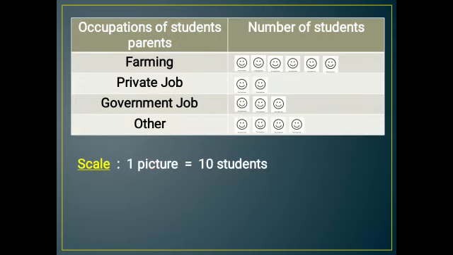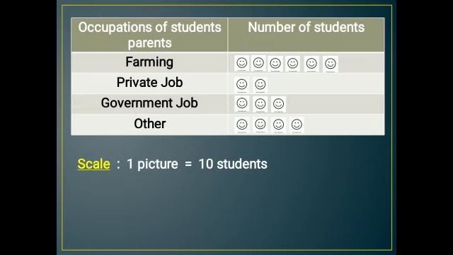Understood? See here. Occupations of students' parents: farming, private job, government job, other. Number of students. So first, farming, how many students? 60 students. As we have taken one picture as 10 students, how many smileys will we draw? Yes, we will draw only 6 smileys because 6 tens are 60. Understood? So we will draw 6 smileys. Then private job, 20 students. We know that 10 twos are 20, so we will draw 2 smileys.